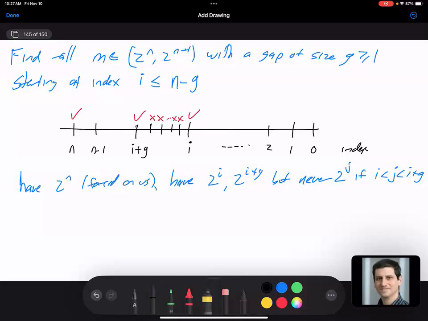Now, over here, here is I plus g plus 1. Here is I minus 1. Everything in here is free, and everything in here is free. Right? It doesn't matter whether or not I take summands between 0 and I minus 1, or if I don't take them. It's not going to affect whether or not I have a gap of length g starting at I and ending at I plus g. So those choices are completely free.